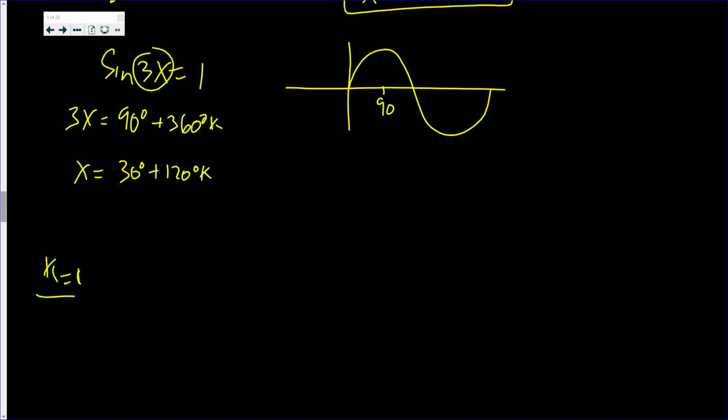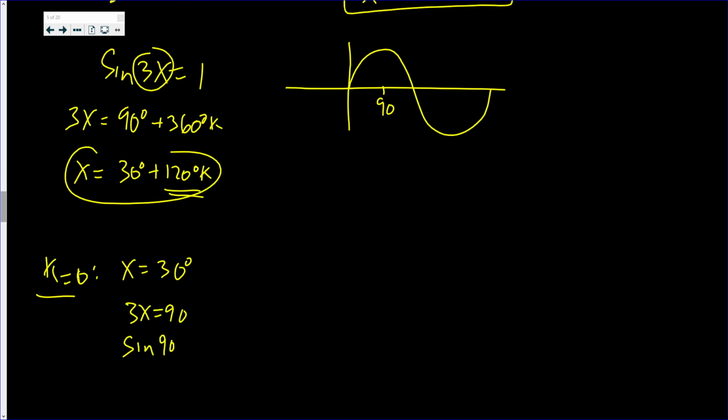Suppose k is 0. Then x will equal 30 degrees plus 0, so 3x will be 90, and the sine of 90 is 1. That's what I said. The sine of 90 is 1. What if k is 1?